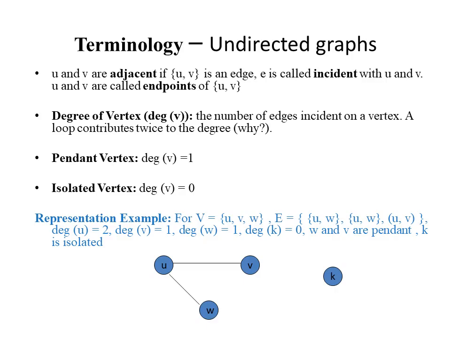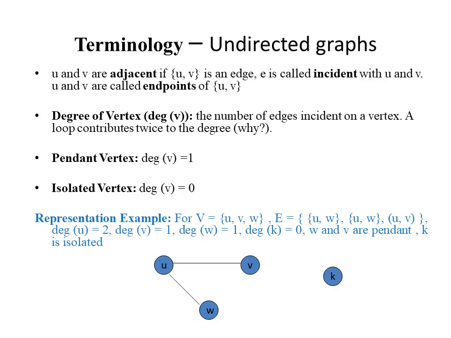So the degree of v is 1 because only one edge is connected to v, and the degree of k is 0 because no edge is connected to k. The vertex with degree 1 is a pendant vertex, and the vertex with degree 0 is an isolated vertex.